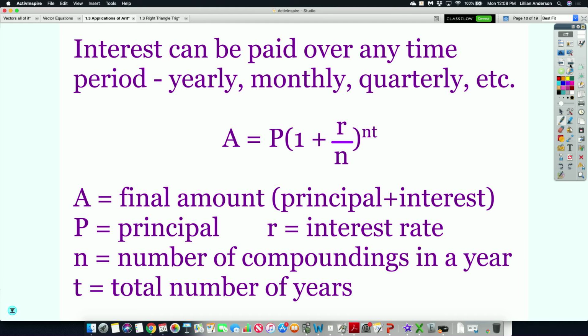In this case, N is not the number of years. That's what T stands for. N represents the number of compounding periods per year. Number of compounding periods. And again, T represents the total number of years, so time, if anything.